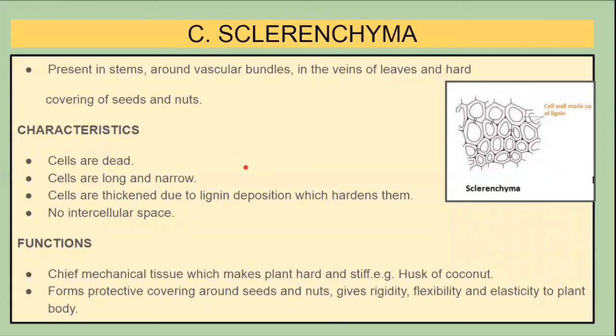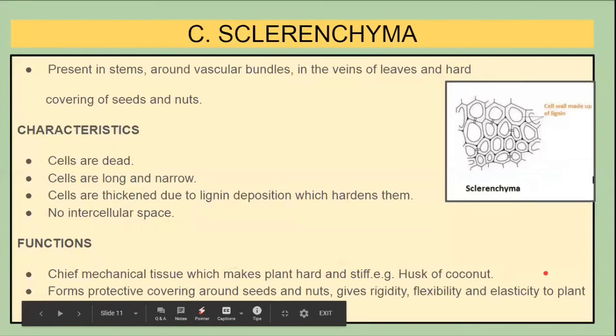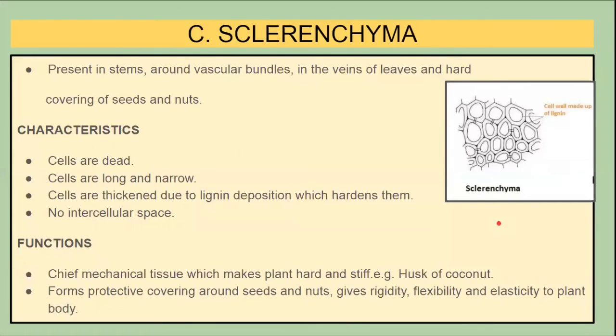The cells are dead. They are long and narrow. They have a thickening of lignin, due to which they become hard. No intercellular spaces are present in between these cells. It is a chief mechanical tissue which makes the plant hard and stiff. It is present in husk of coconut. It forms a protective covering around the seeds and nuts. It gives rigidity, flexibility, and elasticity to plant body.